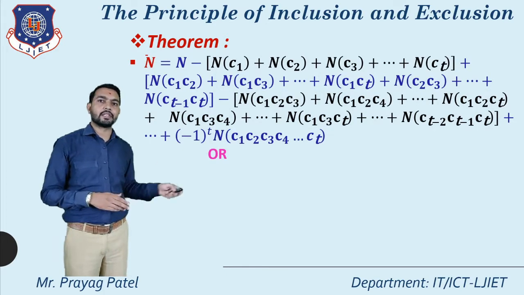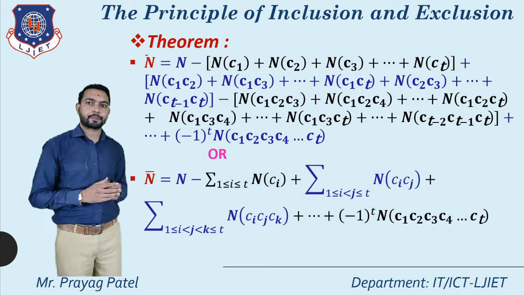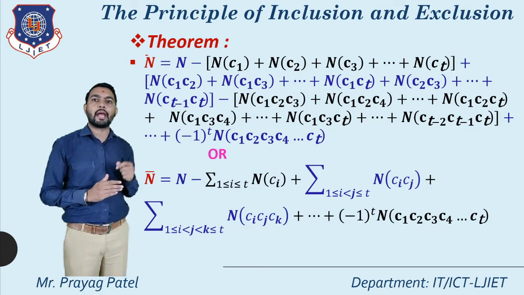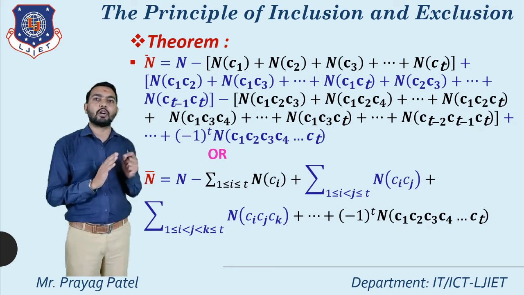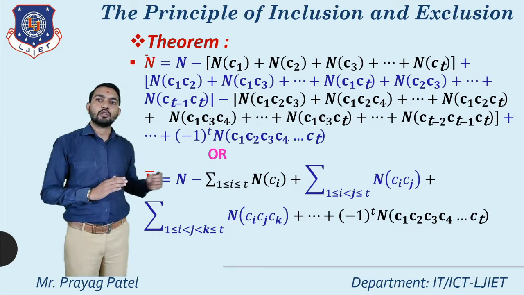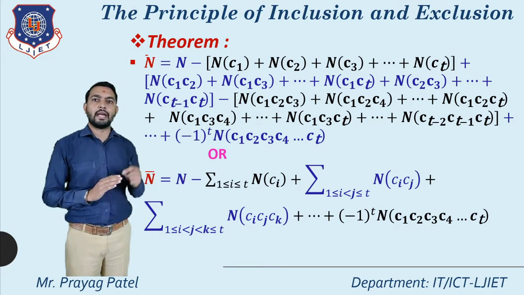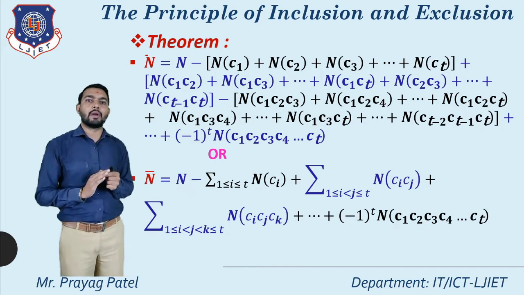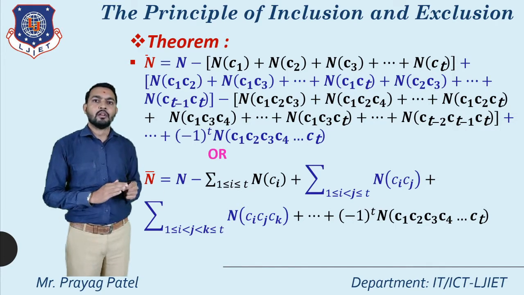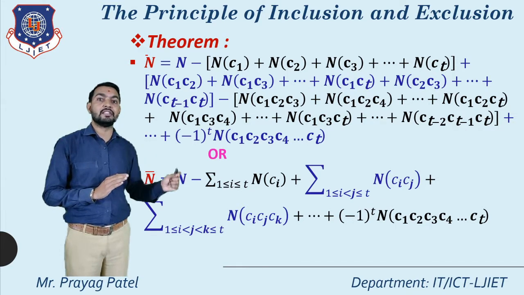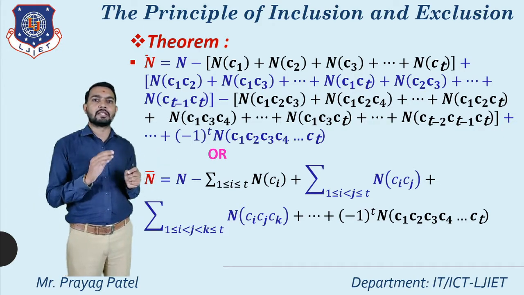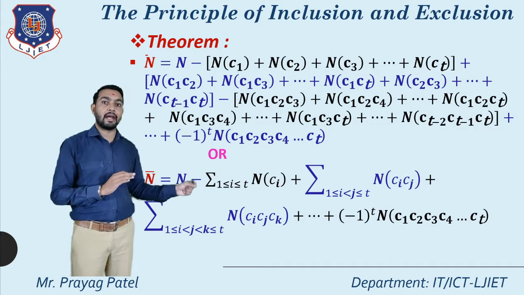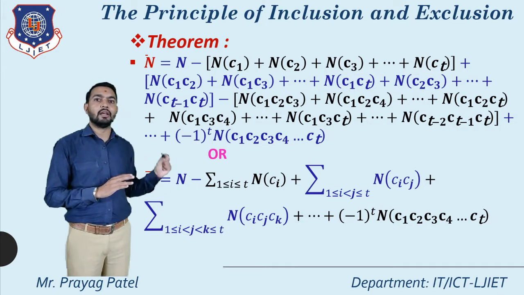Now we rewrite this equation in another way: n dash or n bar equals n minus the sum over individual elements, that means N(Ci), where i is from 1 to t. So the equation is sigma over 1 ≤ i ≤ t of N(Ci), plus the second part, a combination of two elements, like CiCj. So sigma over 1 ≤ i < j ≤ t of N(CiCj). That means i is always less than j. So here we write only less than between i and j, not less or equal.